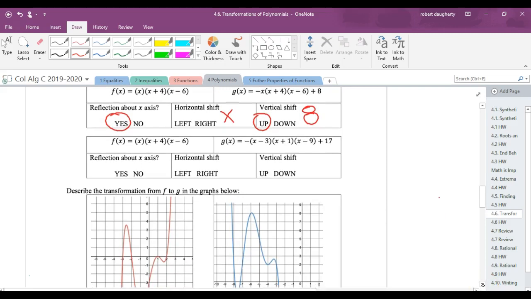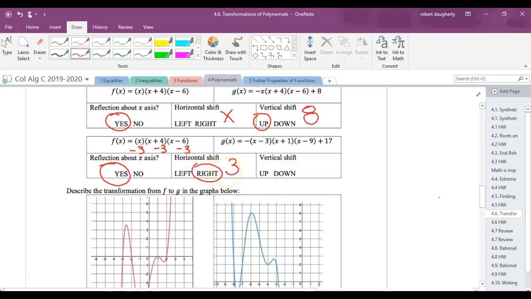So if I go from F to G, was it reflected? Yes. Okay. Horizontally. So let's just try to figure out what happened. What turns an x into an x minus 3? Minus 3. What turns an x plus 4 into an x plus 1? Minus 3. What turns x minus 6 into x minus 9? So if I do a minus 3 for each of those things, I'm moving it where? 3 to the right. Okay.